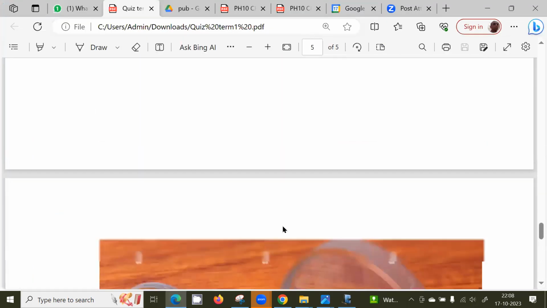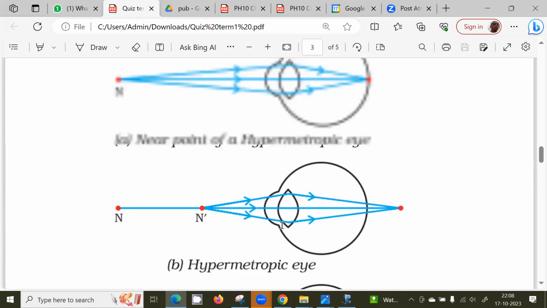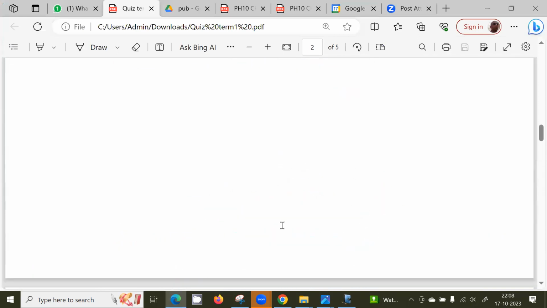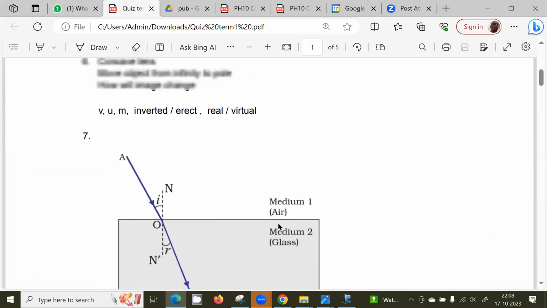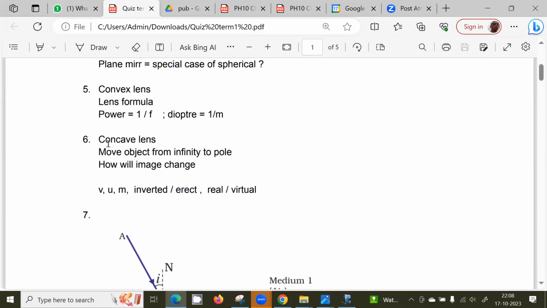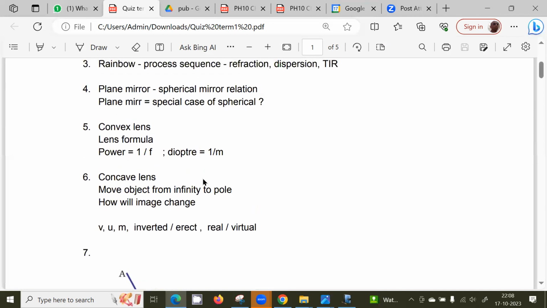So these are the topics I can go backwards. I started from here, right? Concave lens. Yeah, this is the same for both. You have to move the object from infinity to the pole, and you have to see how the image will change. Same for the convex lens also. It is there in the book in tabular form.